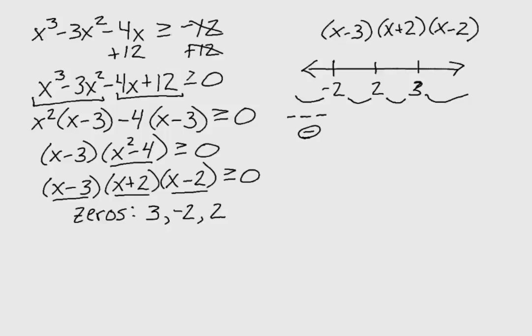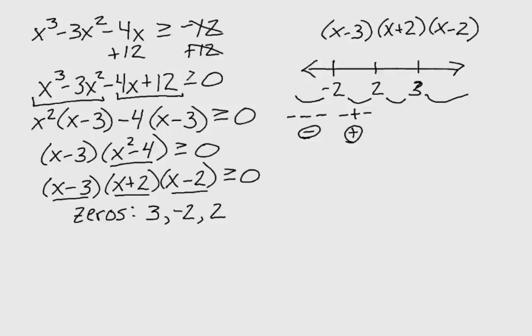I choose a value between negative 2 and positive 2, say 0. 0 minus 3 is negative. 0 plus 2 is positive. 0 minus 2 is negative. A negative times a positive times a negative would give me a positive.